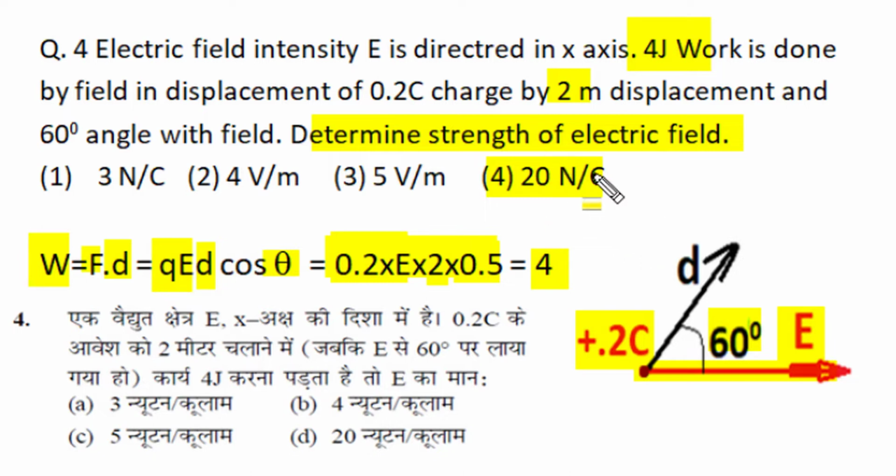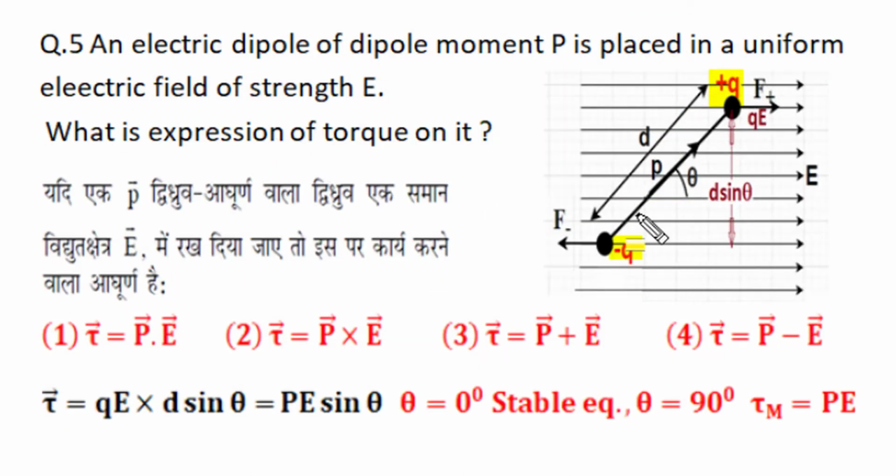or 20 volt per meter. An electric dipole with dipole moment P, the product of charge and the distance between charges, is placed in a uniform electric field with the dipole moment making an angle theta with the uniform electric field. We have to find the expression of torque on this electric dipole.